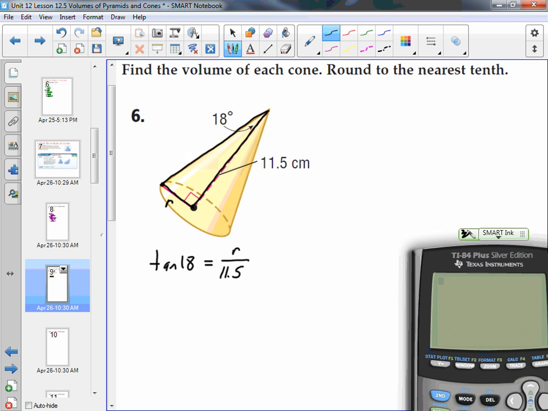11.5. Then we solve for R by multiplying both sides by 11.5. So we get 11.5 times the tangent of 18 equals R. Are we going to be able to get an exact answer on this problem? Only if we leave some really ugly things in our answer. I'll show you that.